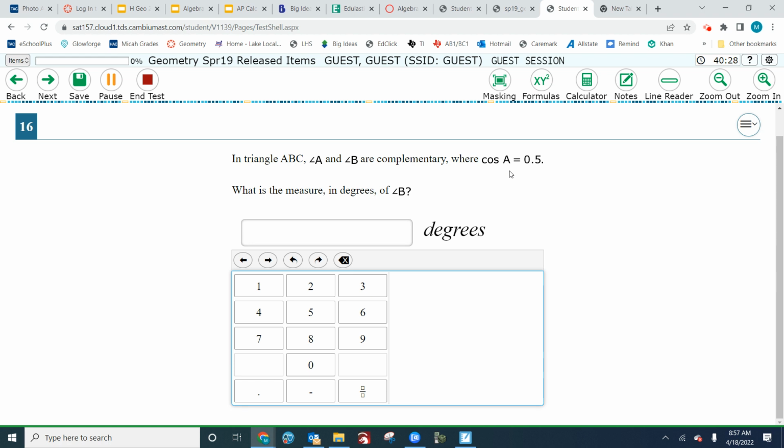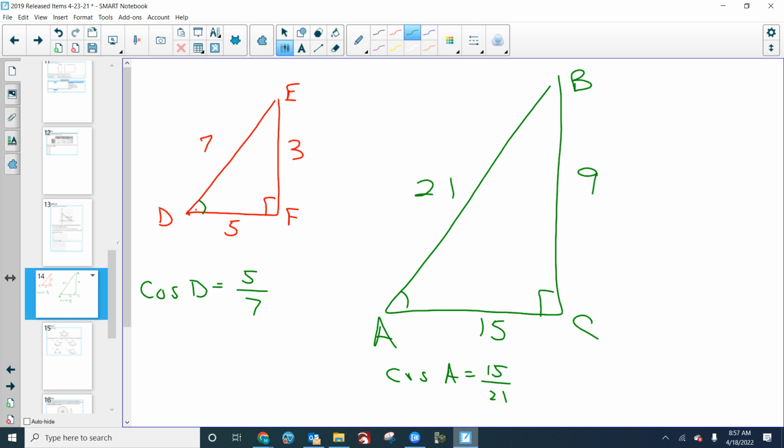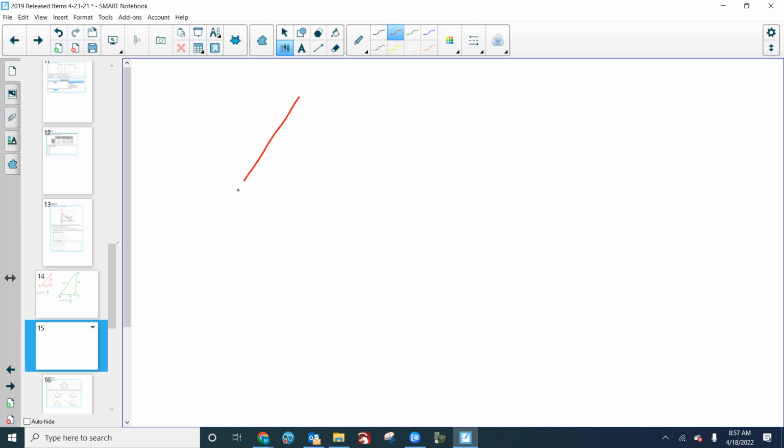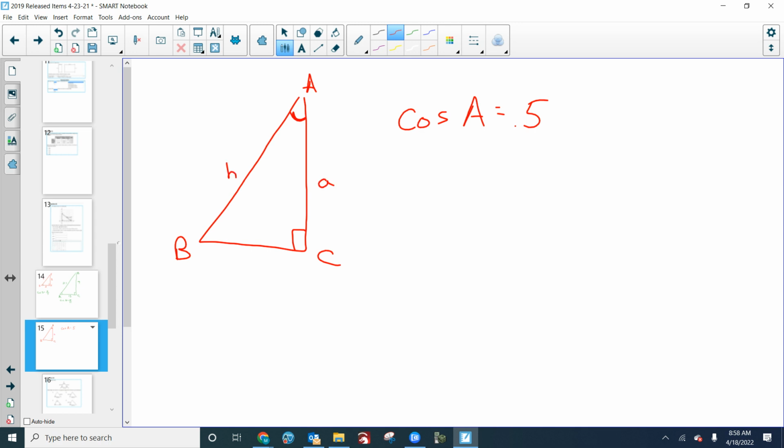There's a couple ways to do this one. Again, I would just be safe and draw out a triangle. A, B, C. Jared, what was the cosine of A? 0.5? Yeah. So you're saying if the cosine of A, adjacent over hypotenuse, is 1/2, then the sine of B is the opposite over hypotenuse. And look, the ratios would be the same, wouldn't they?